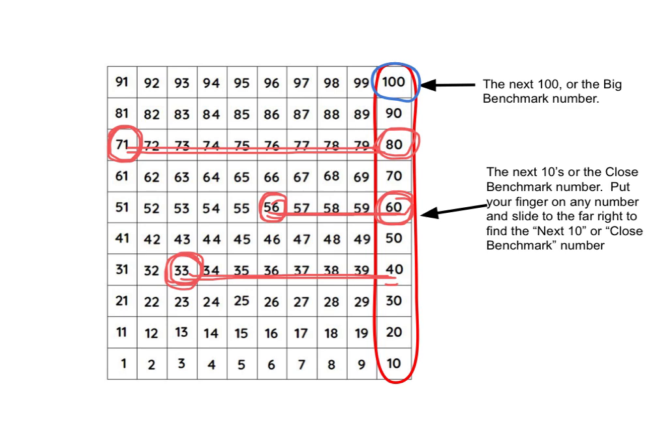The next 100, or the big benchmark number, is 100. So any number on this page, the big benchmark is 100. The others are all the next 10. We're going to use that in a lot of different strategies, so make sure you know that.